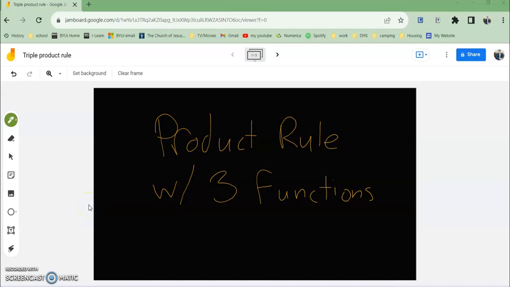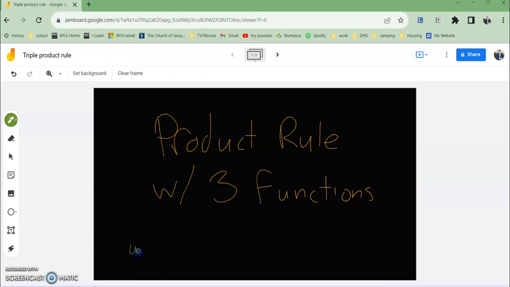Hey, this is for the Calc 1 students or first semester calculus. Today I want to go over the product rule, but with three functions. So we're used to the regular product rule, where it's the first times the derivative of the second, plus the second times the derivative of the first.